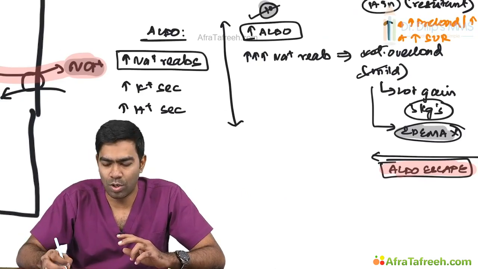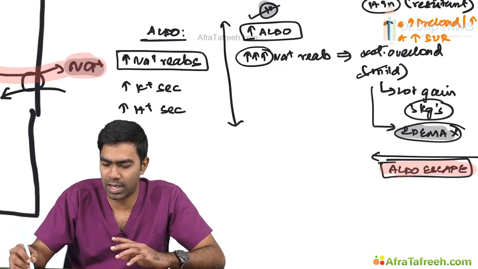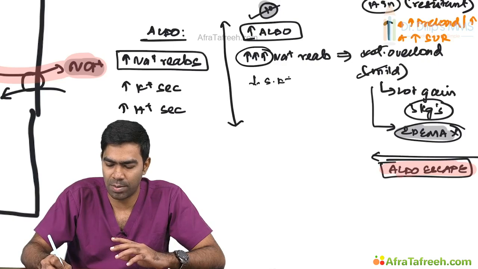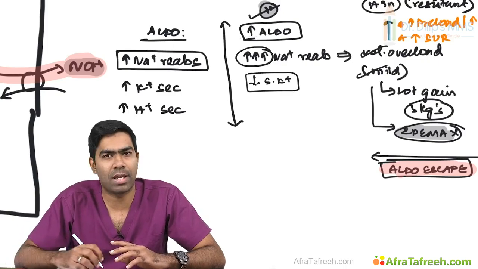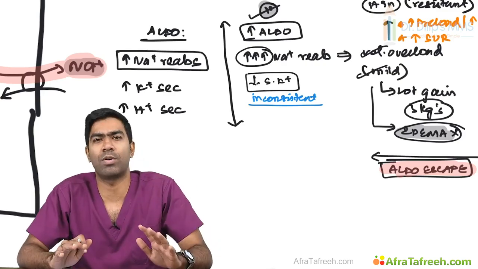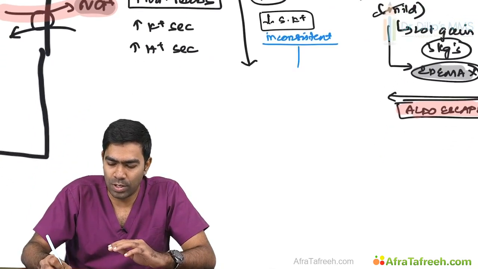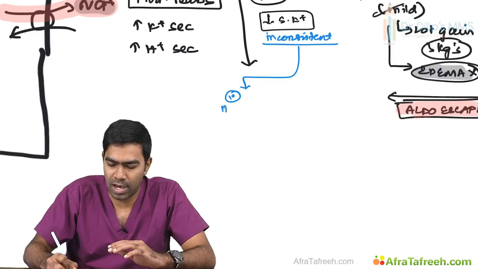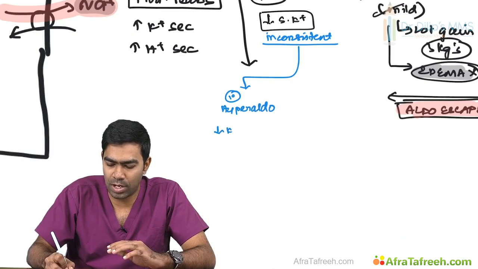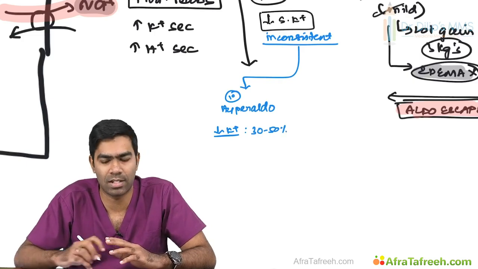And apart from that, as I told you, this increase in sodium reabsorption is actually associated with increased potassium excretion, resulting in hypokalemia. And trust me, this hypokalemia is a very, very inconsistent finding in a case of primary hyperaldosteronism, and you don't even see hypokalemia in a case of secondary hyperaldosteronism. Usually, in primary hyperaldosteronism, you will see hypokalemia in only 30 to 50% of the cases, which means it's a very inconsistent finding.